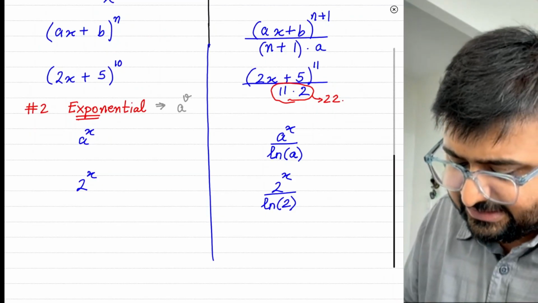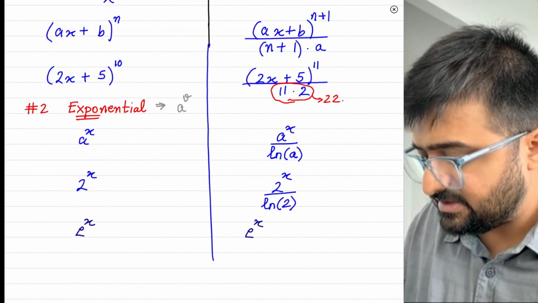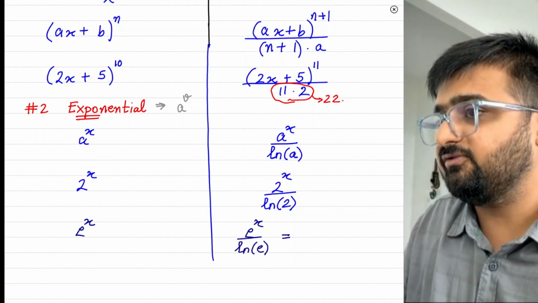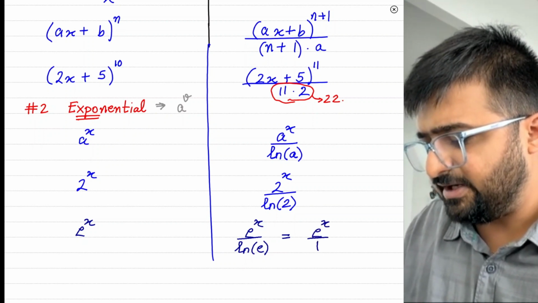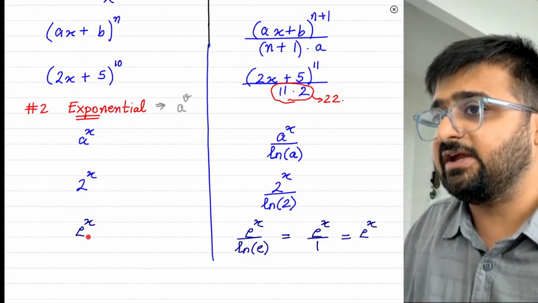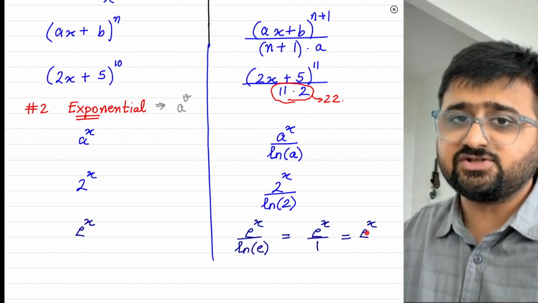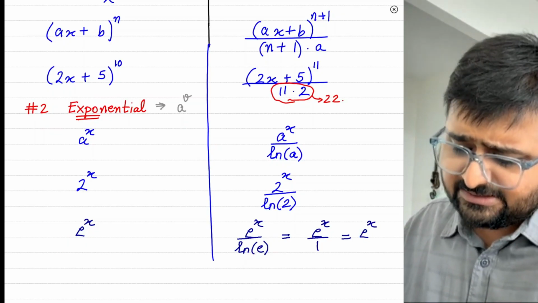So if it is e to the power x, the integral is e to the power x divided by natural log of e. We know that natural log of e is nothing but 1. So that would just give you e to the power x divided by 1, which is e to the power x. So that tells you that integral of e to the power x is nothing but just e to the power x. Even we know differentiation of e to the power x is also e to the power x. So that makes sense.